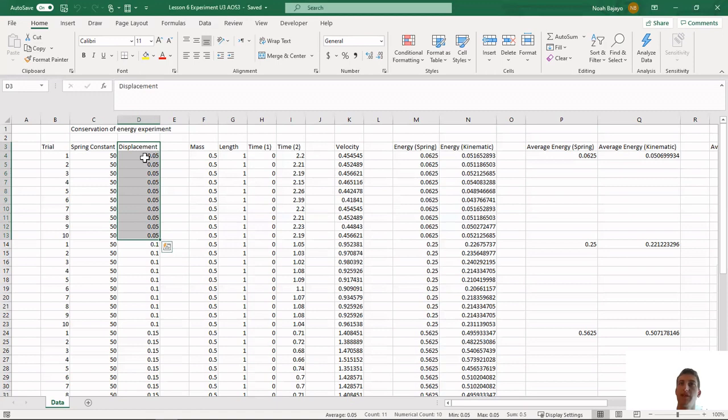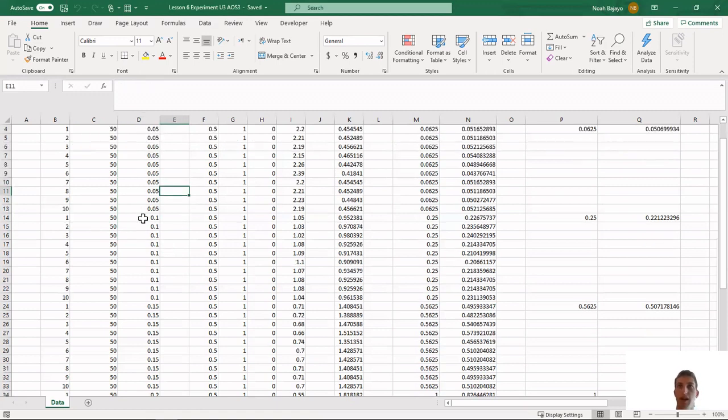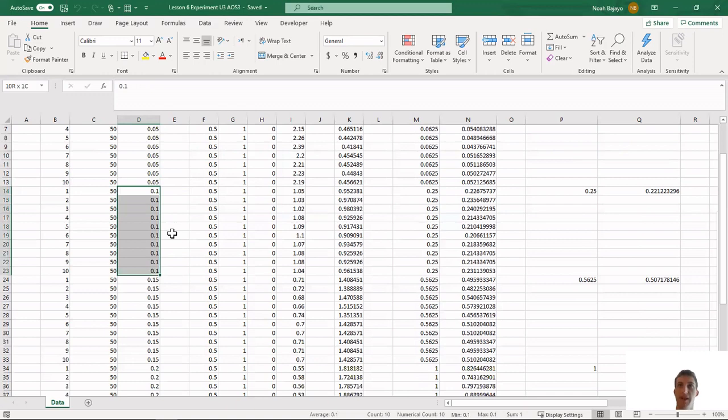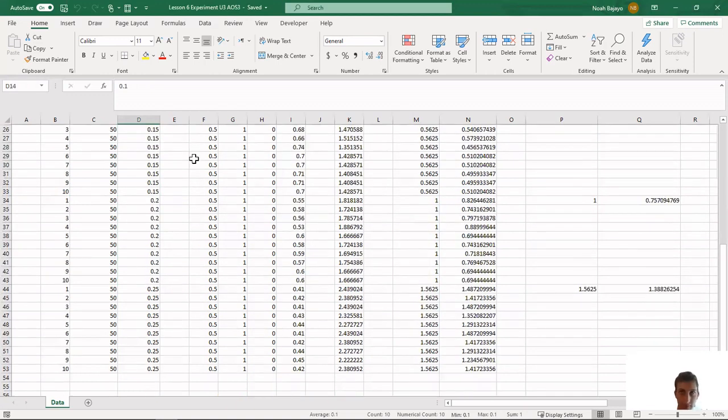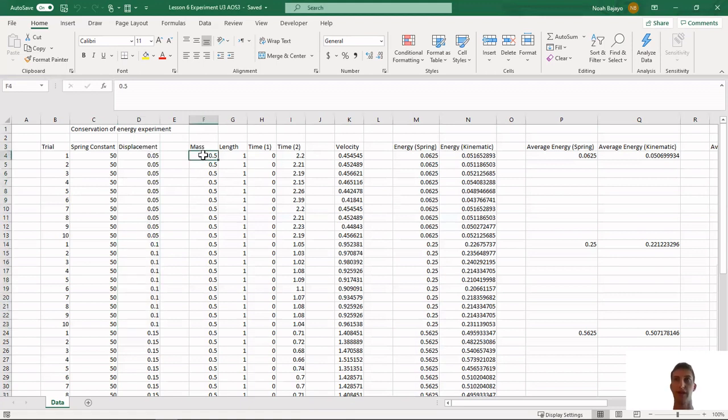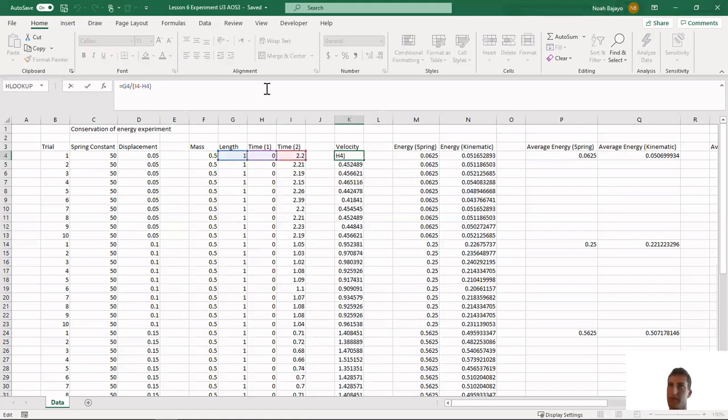So what I've done here, I've set the displacement for 5 centimeters, and then later on it goes up by 5 centimeter increments. So then 10 centimeters, 15 centimeters, 20 centimeters, and 25 centimeters. I've kept the mass of the cart the same at 500 grams, and I've kept the length that we measure the cart to travel at 1 meter. I have recorded here different times that it takes for the cart to travel that 1 meter, which then gives us this velocity using this formula. It's pretty straightforward. It's just going to be the length divided by the time it takes.